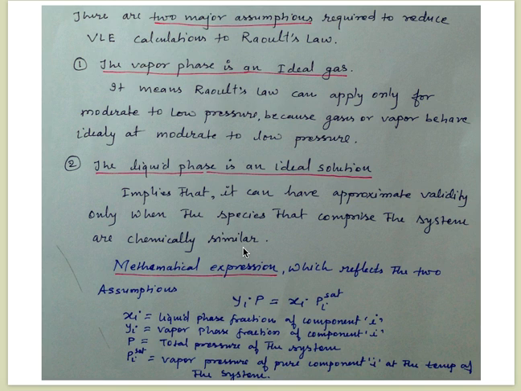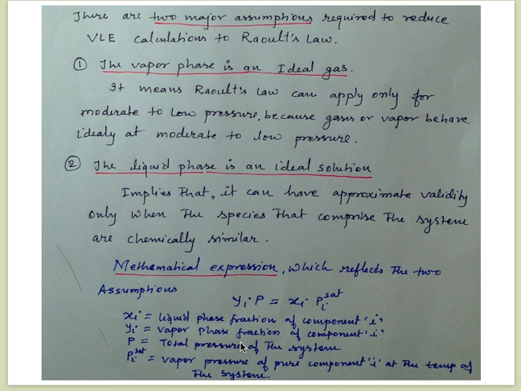So what that means is that toluene, xylene and paraxylene are chemically similar species. If we mix these components and make a mixture, it is like an ideal solution. So what is the mathematical expression which reflects these two assumptions? This is yi P equal to xi Pi sat. This is Raoult's law actually.